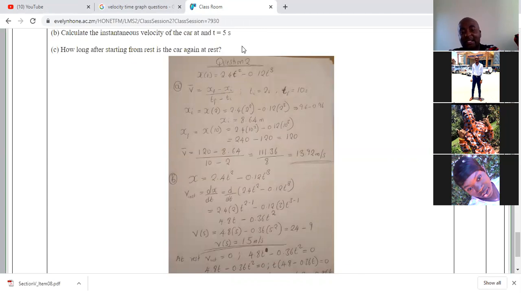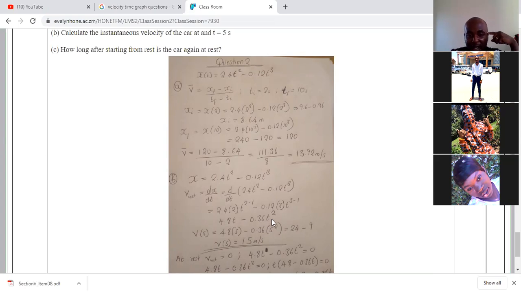So remember, guys, that at rest the velocity is 0, and we have found the function of velocity, which is the instantaneous velocity. When we differentiated the position function, we got the velocity function: 2.4 times 2 t to the power 2 minus 1, minus 0.12 times 3 t to the power 3 minus 1. So we got 4.8 t minus 0.36 t squared.